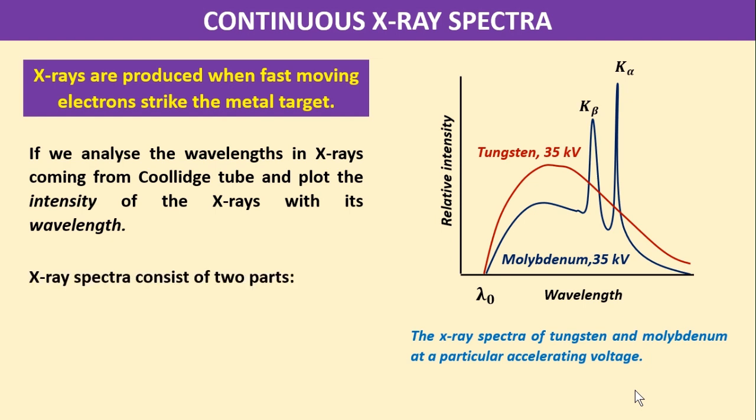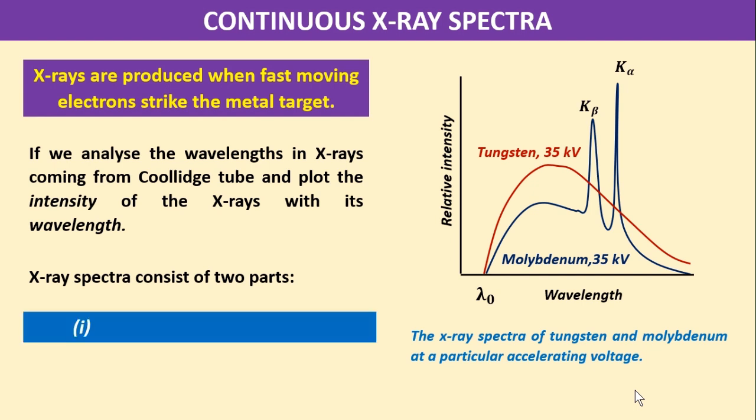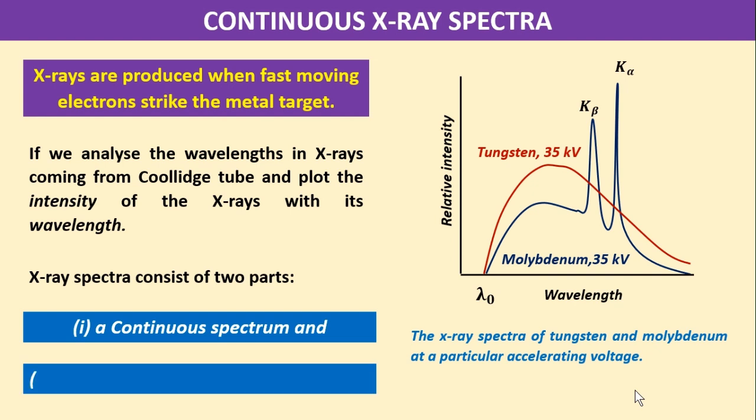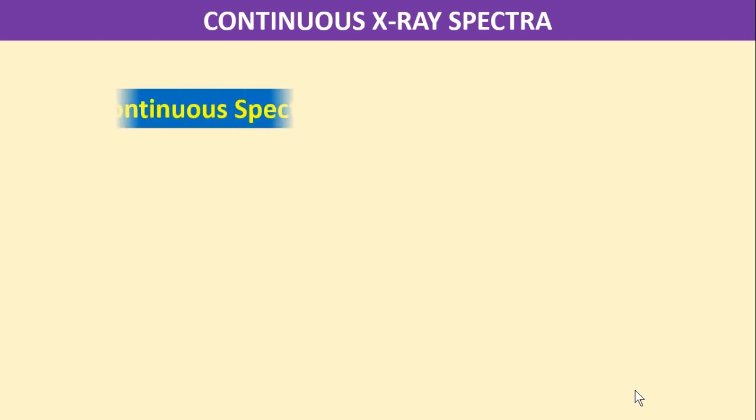X-ray spectra consist of two parts. One, a continuous spectrum, that is a gradual change in the intensity of X-ray with respect to wavelength. Then second, a series of peaks superimposed on this continuous spectrum. These peaks are called characteristic X-ray spectra.